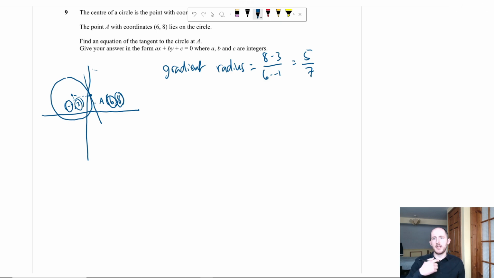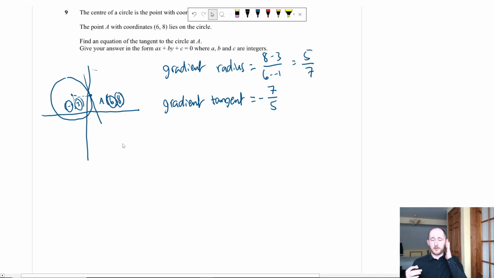Okay? Now the gradient of the tangent, because of circle theorems, is going to be the negative reciprocal of this. So all you do is flip the fraction, 7 over 5, and then change the sign. In this case it's positive, so we're going to make it negative. The circle theorem I'm referring to is that the tangent always meets the radius at 90 degrees. So they're perpendicular, which means negative reciprocal. So now my equation is y is equal to mx plus c, and I've already worked out what m is. So y is equal to minus 7/5 x plus c.